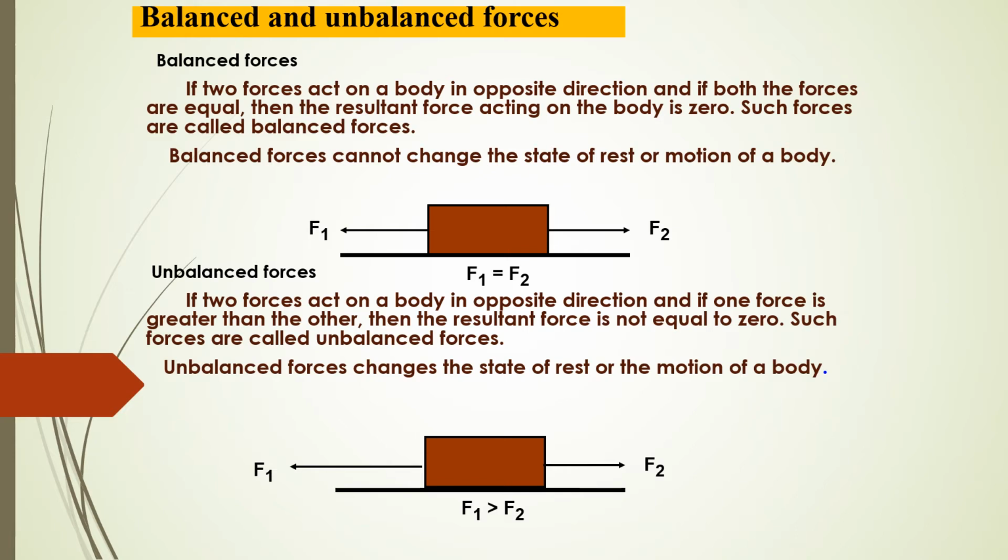Now let us see what is an unbalanced force. If two forces are acting on a body in opposite direction and one of the forces is greater than the other, then the resultant force is not equal to zero. See, for example, F1 is greater than F2. Then the body moves towards F2 because F1 is greater, and the force is equal to F1 minus F2. Such a force is called an unbalanced force.